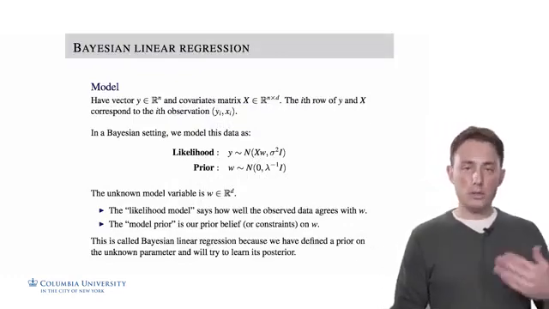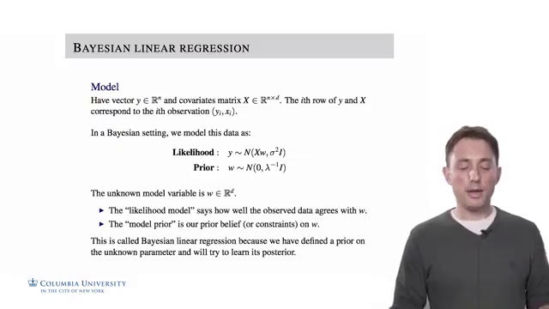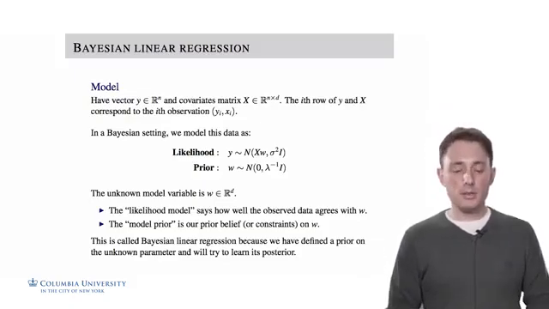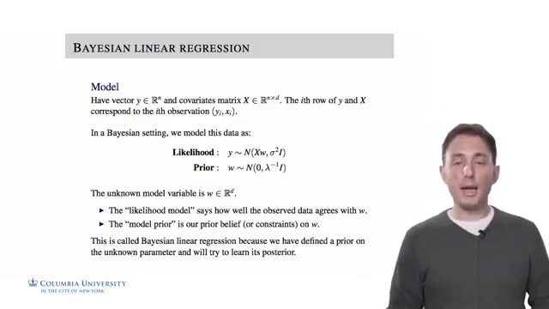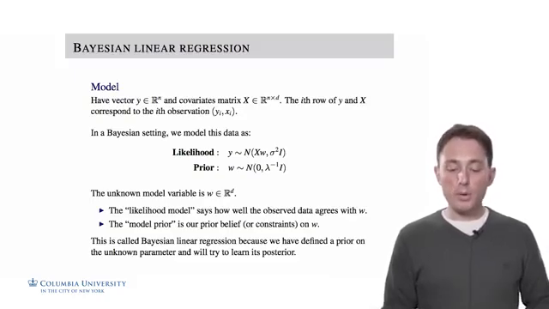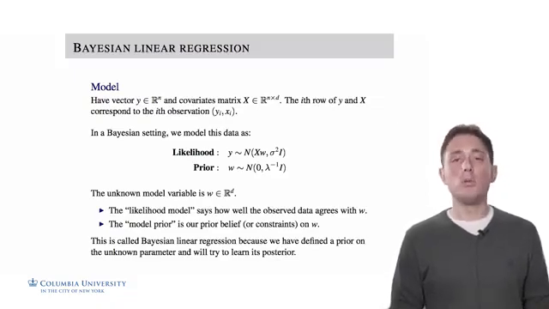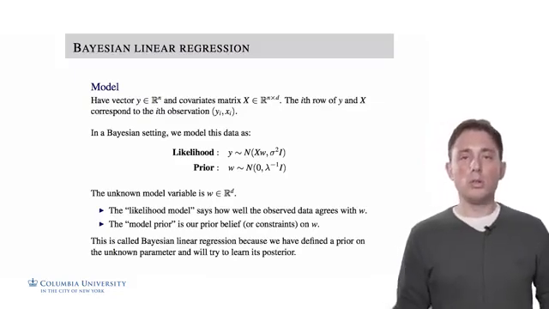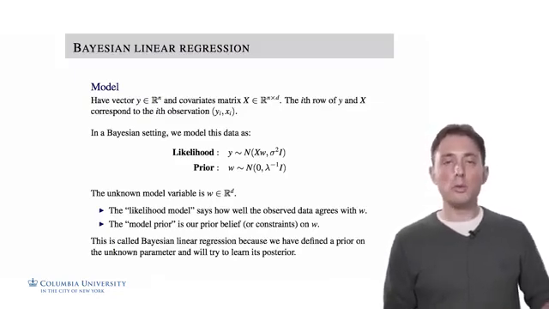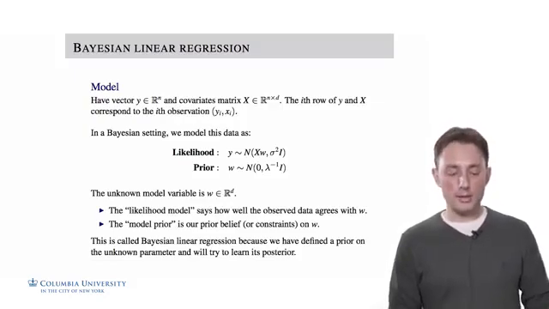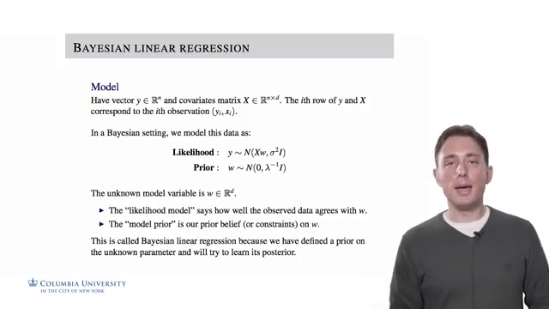So again, to refresh our memories, we have the vector y in R^n. This is the vector of responses. And a matrix of covariates, that's n by d, where the ith row of y and X correspond to the ith observation pair y_i, x_i. And we're not really worrying about whether there's an additional dimension of ones or whether we've standardized the data. We assume that we've pre-processed things in a way such that it works out. We're more interested in the math techniques here.